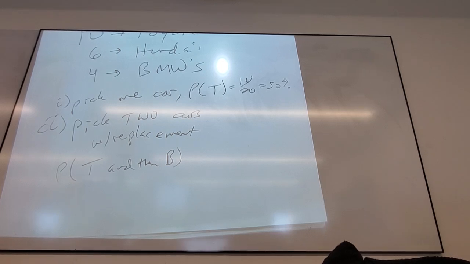Yes? So it would be 10 out of 20 still because it has replacement, and then the BMW would be 4 out of 20. And what do you do with those 2? You would multiply. Because it's and. So it'll be, what's the probability I get a Toyota? 10 out of 20. I look at it and go, you look, stay. And then I pick somebody else. Do you guys see what I'm saying?